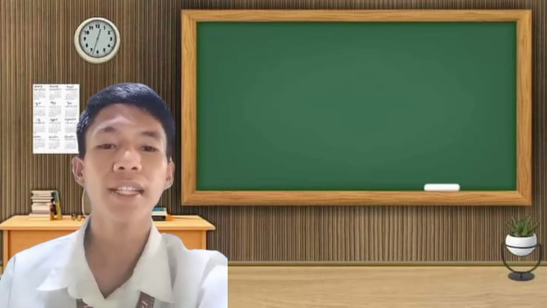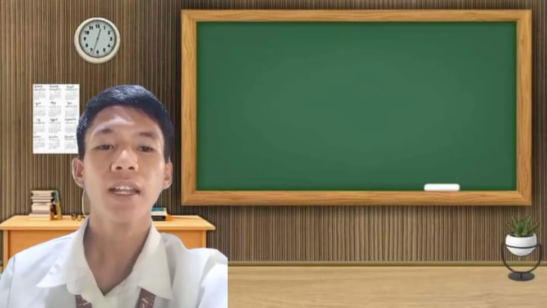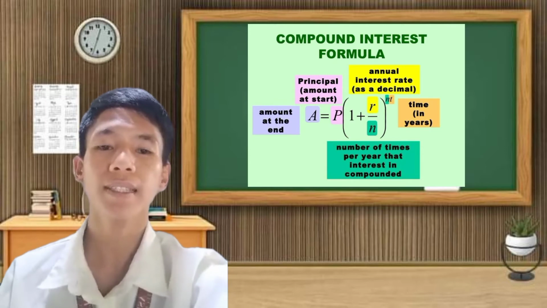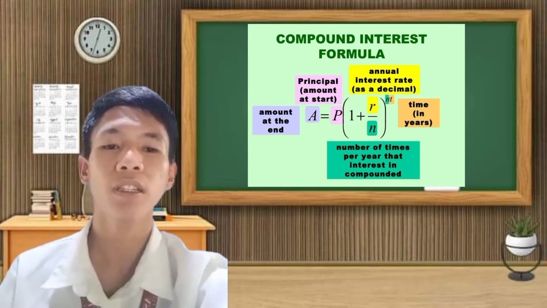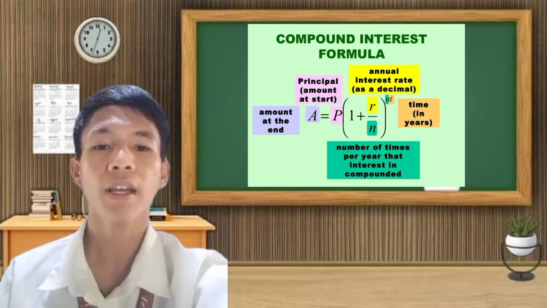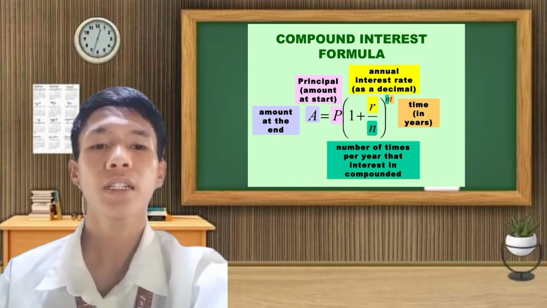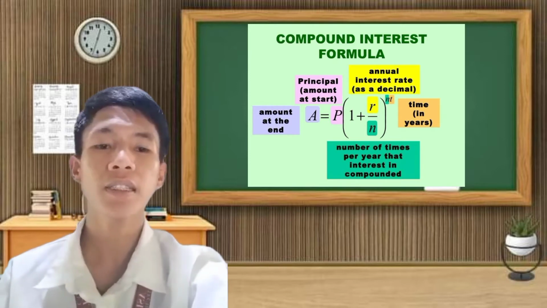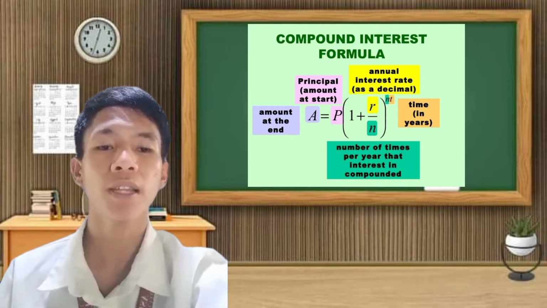Are you still there, students? That's good. Let me show you the compound interest formula. It is written as A equals P times the quantity of 1 plus R over N, raised to NT. Each letter in the formula has its own meaning. Let's start with A, which is the amount at the end. P is the principal, which is the amount at the start.